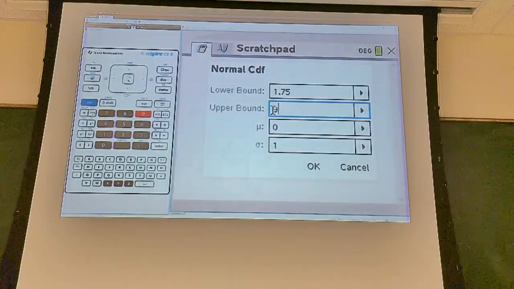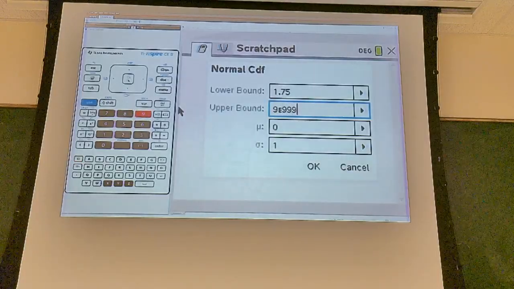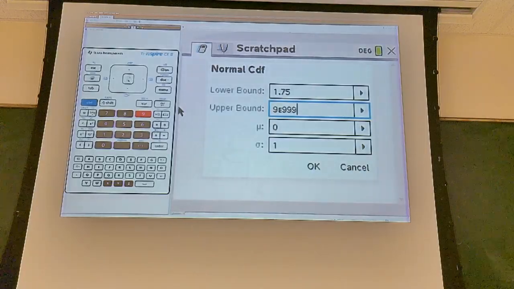Again, if you look on your calculator, that double E key, E, do you know what that means? So if I write that, do you know what that means? That's scientific notation. That's 9 times 10 to the 999. So it's a very, very, very large number.